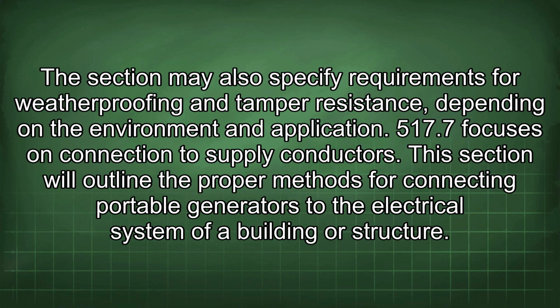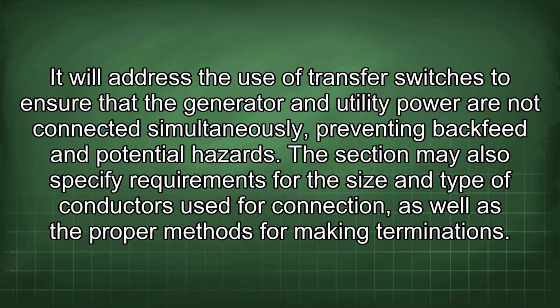517.7 focuses on connection to supply conductors. This section will outline the proper methods for connecting portable generators to the electrical system of a building or structure. It will address the use of transfer switches to ensure that the generator and utility power are not connected simultaneously, preventing backfeed and potential hazards. This section may also specify requirements for the size and type of conductors used for connection, as well as the proper methods for making terminations.